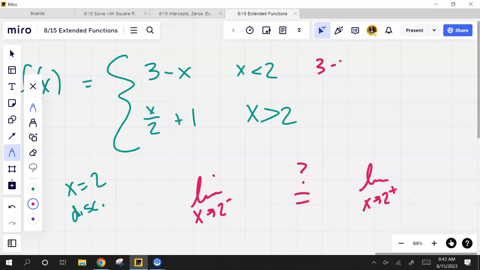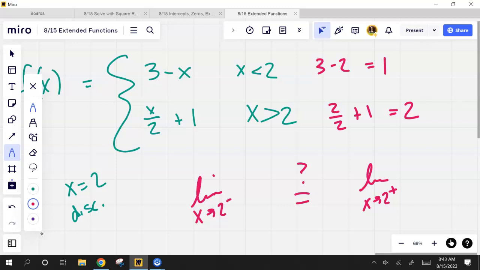Okay, so this one would be 3 minus 2, which is 1. This one would be 2 over 2 plus 1, which is 2. So what does that tell me? And it's not removable, right? Because think about what it means.